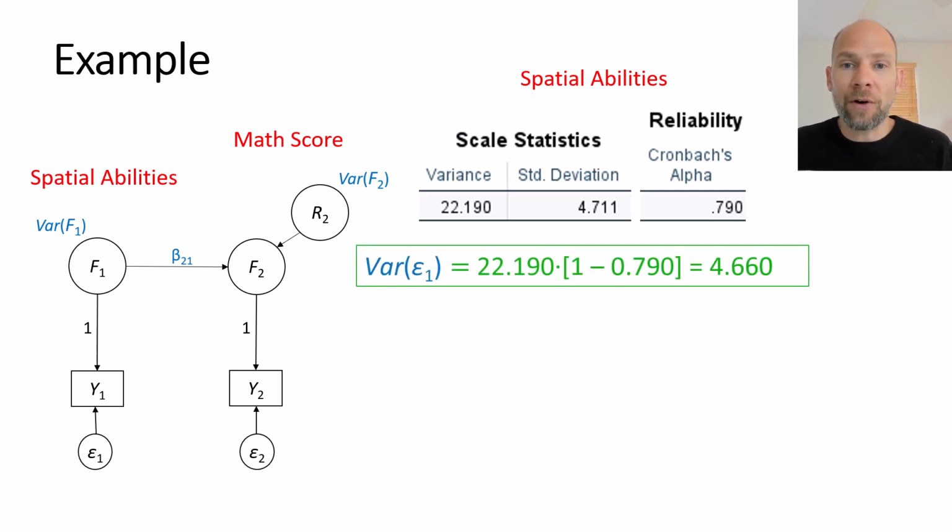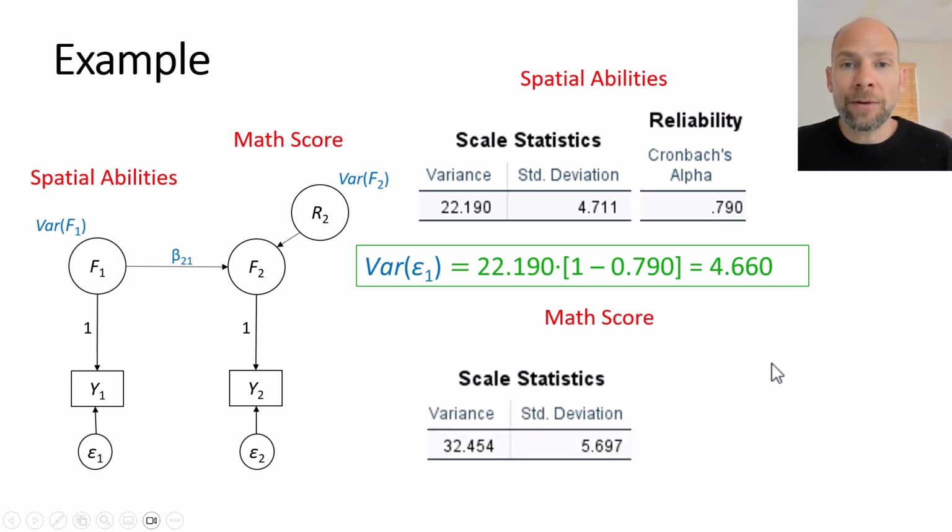So using that formula, I obtain 22.19, that's my variance, times 1 minus reliability, 0.79, equals 4.660. So this is the error variance estimate, the estimate for the variance of epsilon 1. And now I did the same thing also for the math score.